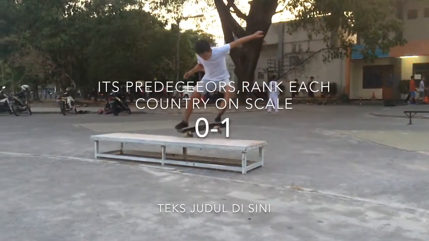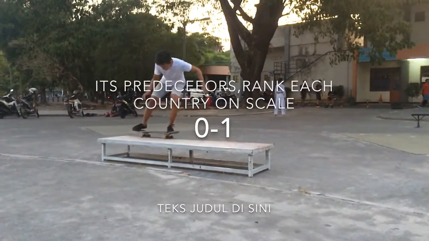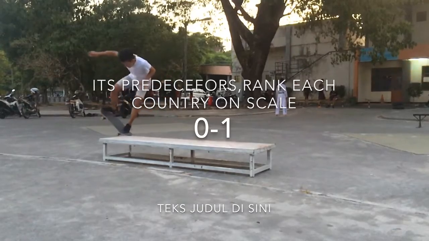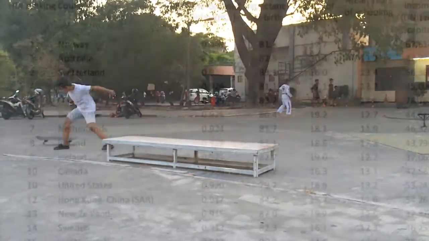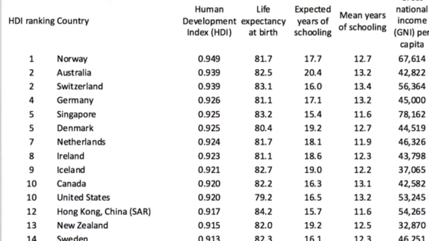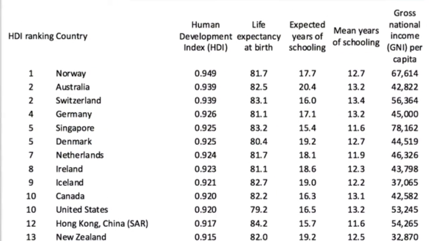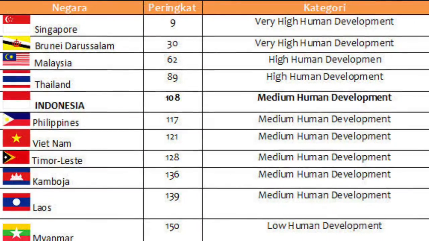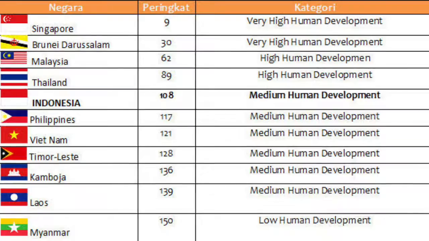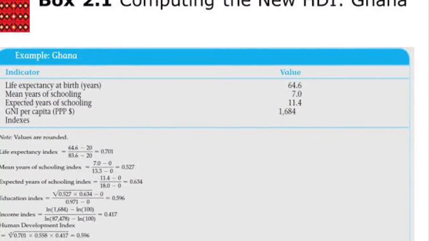The new Human Development Index, like its predecessor, ranks countries on a scale of 0, the lowest human development, to 1, the highest human development, based on three goals. The first is the life expectancy index, the second is educational attainment, and the third is the standard of living index.